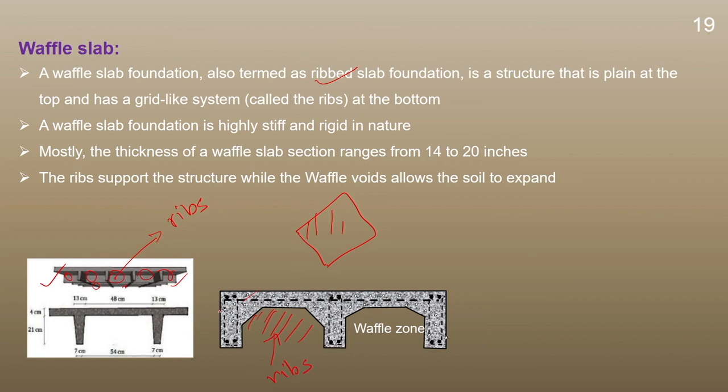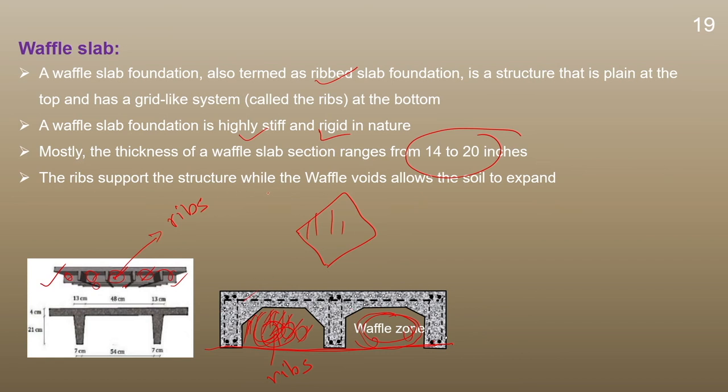This waffle slab will be very stiff and rigid in nature, and mostly the thickness of this waffle slab will be between 14 to 20 inches. So when we provide a waffle slab here, this will be the slab resting on the soil. Say for example, if the soil undergoes any kind of swelling, that swelling will take place within this waffle zone or the void zone. Therefore, the impact of the swelling will be less on the footing.